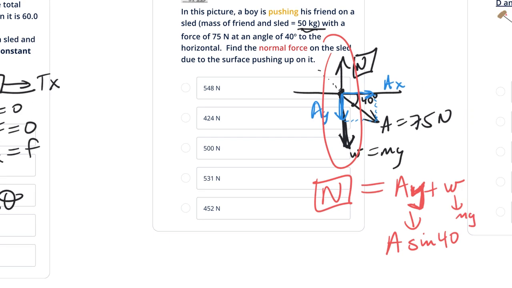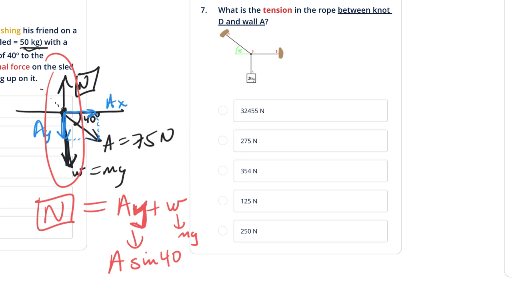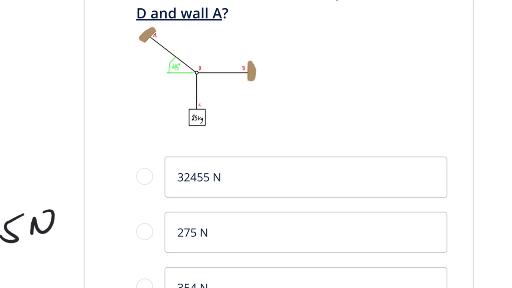Okay, let's go to number 7. What is the tension of the rope between D and wall A? They're looking for this tension right there. We did this in class, a similar one. And some of this will be on a test too.